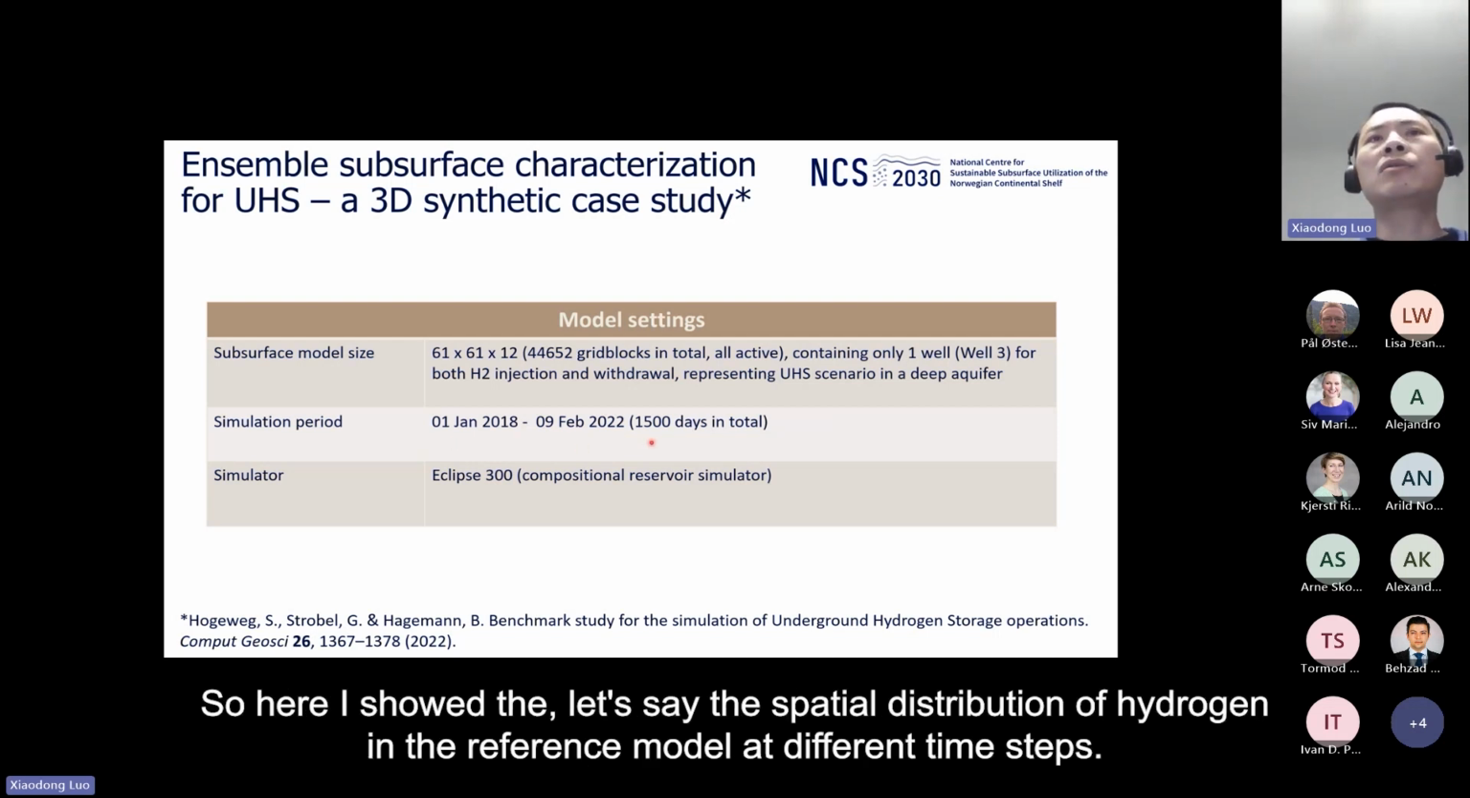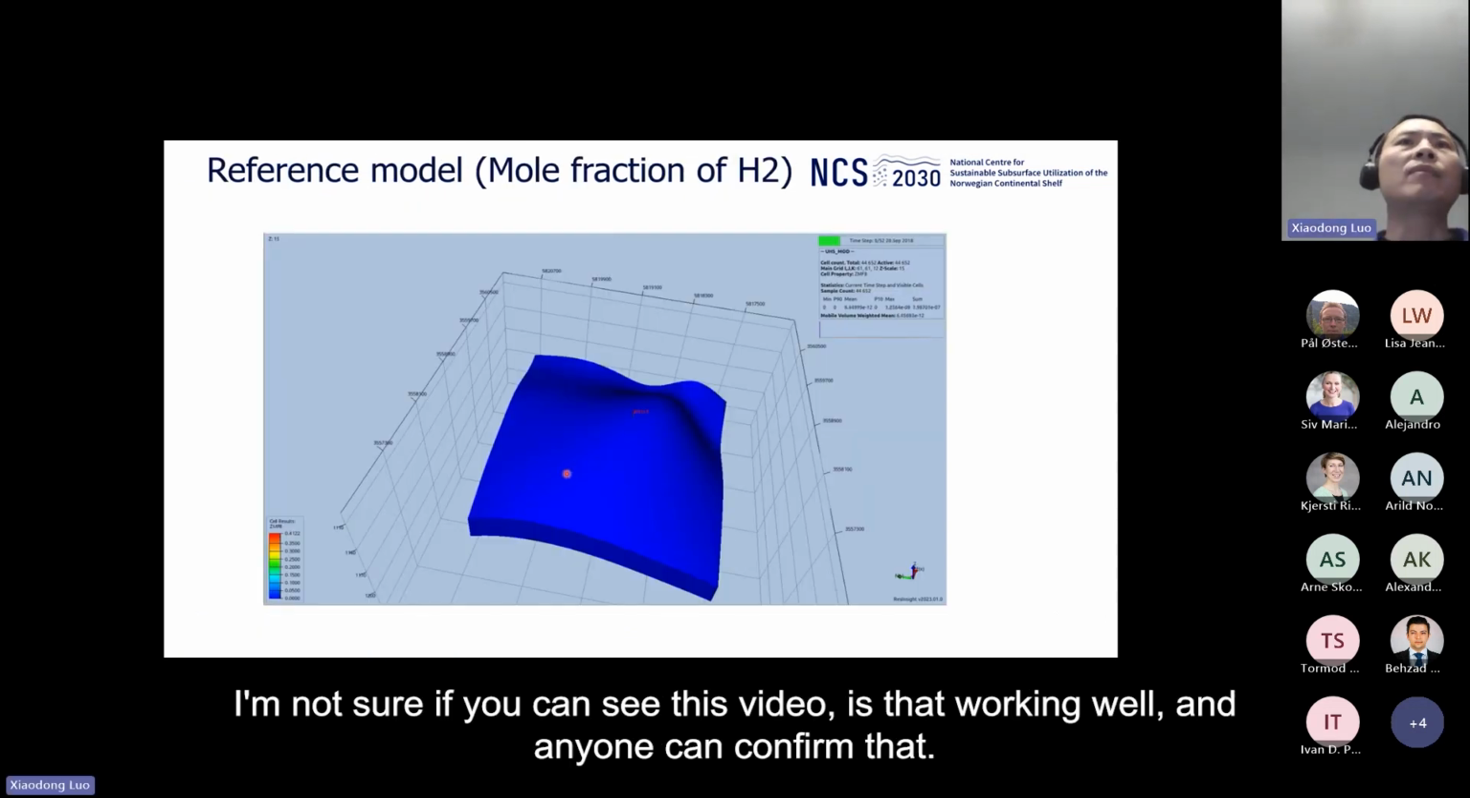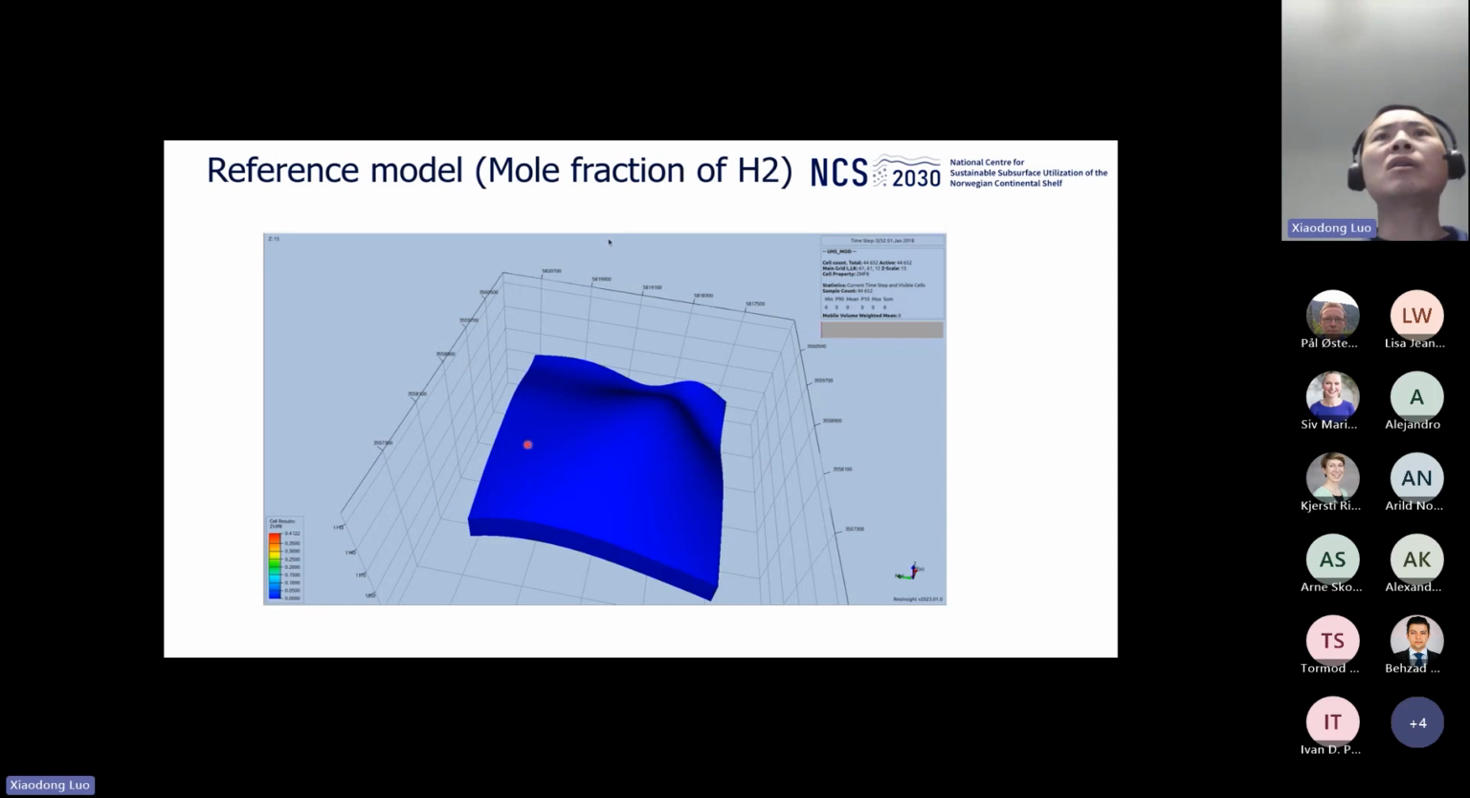Here I show the spatial distribution of hydrogen in the reference model at different time steps. I'm not sure if you can see this video. Is that working well? Can anyone confirm that? Yes, we can see. Okay, that's good.